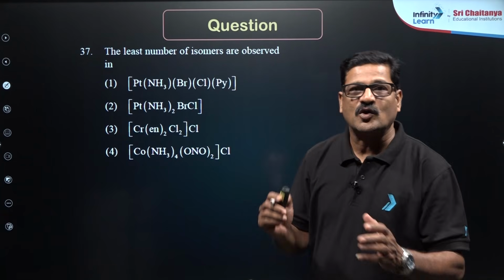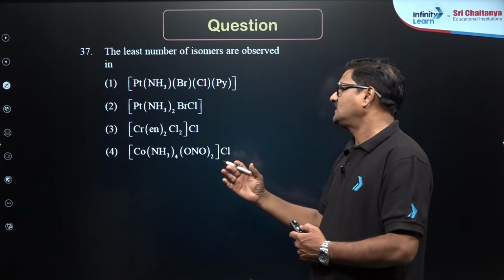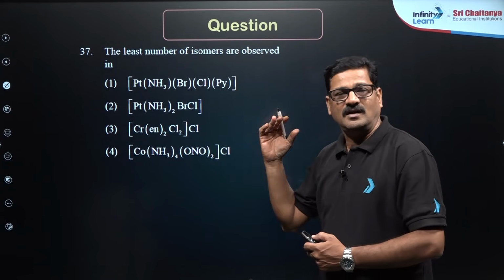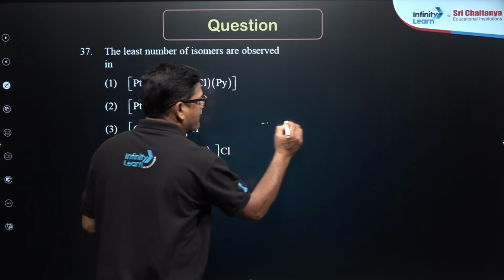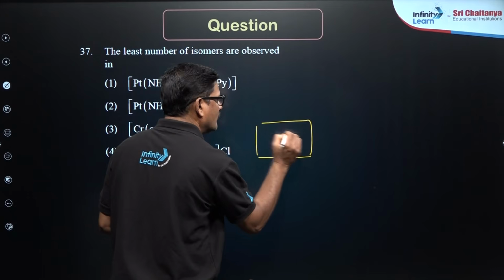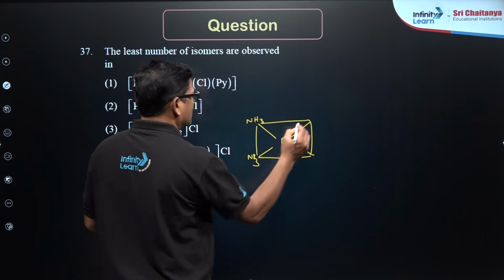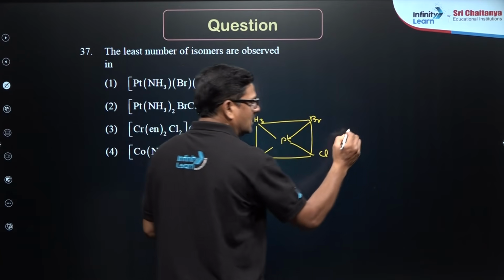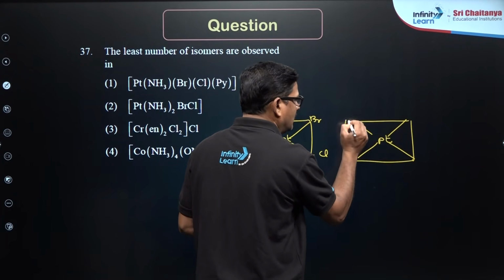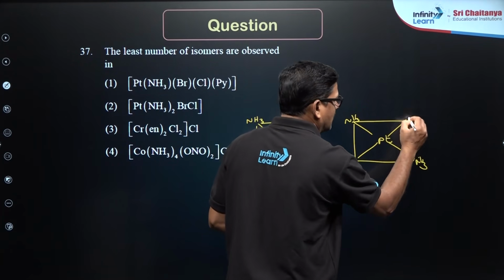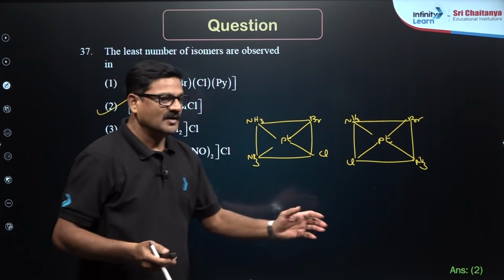Here it is the isomerism concept from the complexes. The least number of isomers are observed from. So it is clearly said that MA2BC type. So you can say Pt, NH3 and NH3 and Br and Cl. And you can also see Pt and NH3 and NH3 and BrCl. Only cis-trans isomerism is seen. So the option for this is going to be option 2.